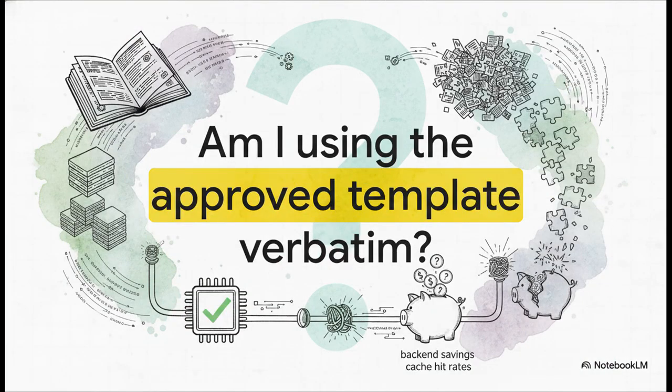And finally, question 5. Am I using the approved template, or did I just rewrite the instructions from scratch again? This one is absolutely crucial for back-end savings. If your organization has already provided a standard prompt or a system template for a specific task, use it exactly as it's written. Don't go adding your own personal flair or messing with the spacing. Using those templates verbatim maximizes cache hit rates. It essentially tells the system, hey, I've seen this before, apply the discount. So please, don't rewrite from scratch when the approved template already does all the heavy lifting for you.